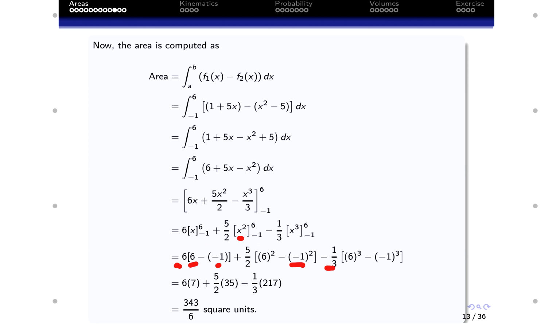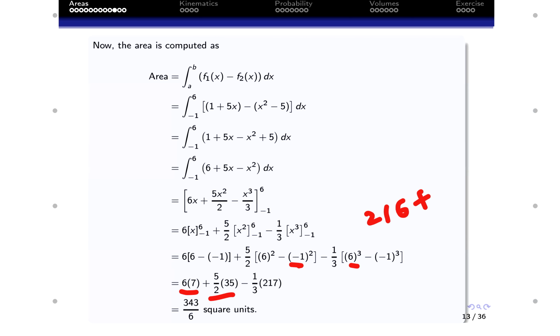So we can tidy things up further. 6 plus 1 is 7, so you have 6 times 7. 5 over 2, 6 squared is 36, minus 1, that's 35. And 6 cubed is, I think, 216. Then plus, this is minus minus 1, that's plus 1. So that's why this is 217.